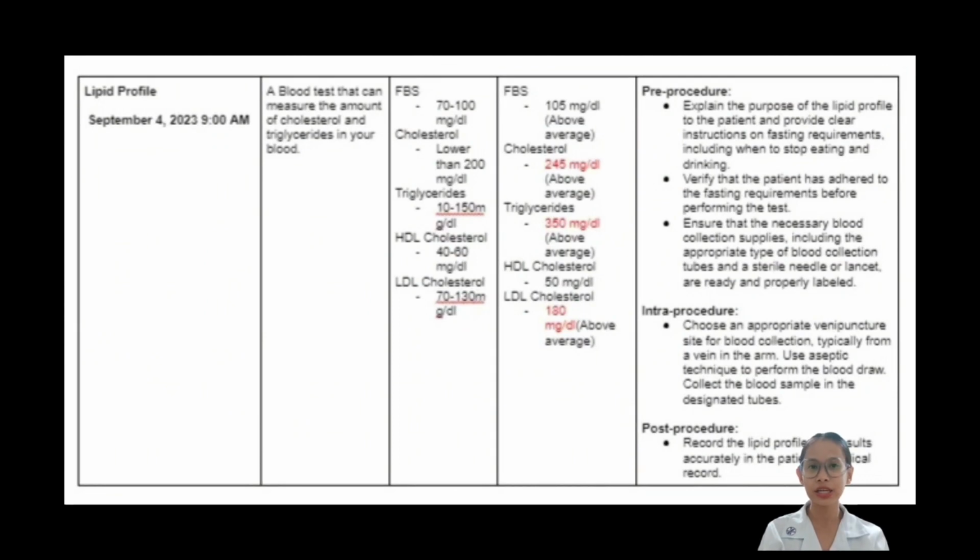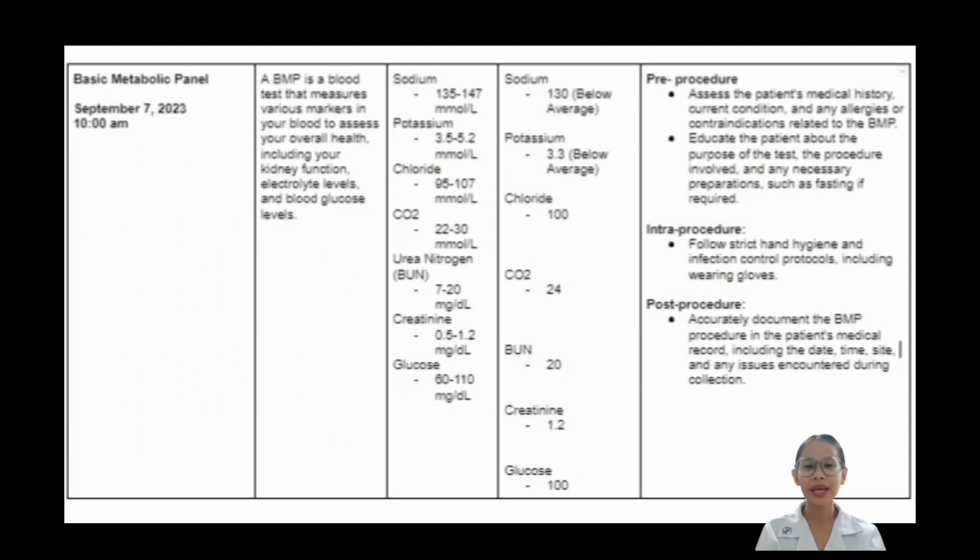And next is the triglycerides result is 350 milligrams, which is above average. The normal range for this is 10 to 150 milligrams. And then the result for the LDL cholesterol is 180 milligrams, which is also above average. The normal range for this is 70 to 130 milligrams.